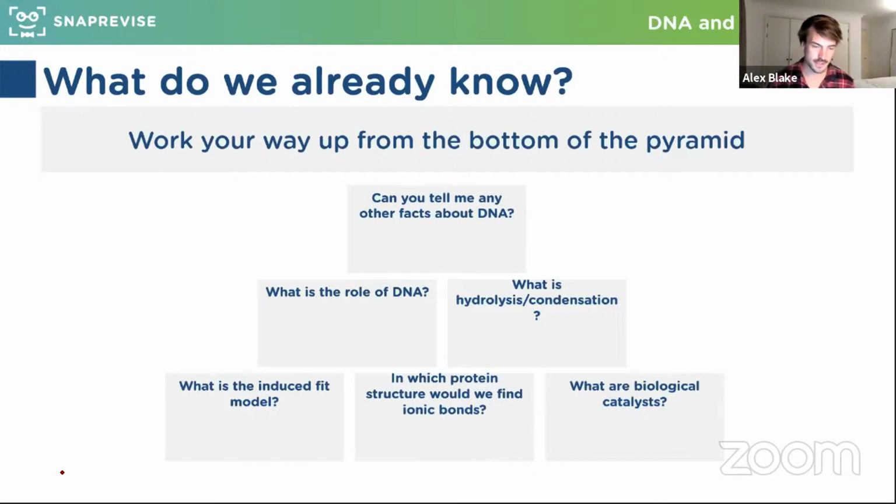So the lock and key was the first one that scientists proposed. Then they realized that actually proteins aren't rigid. They're very flexible and they can move. So the induced fit one was the improved model. So what can we say? Active site changes shape to fit substrate.